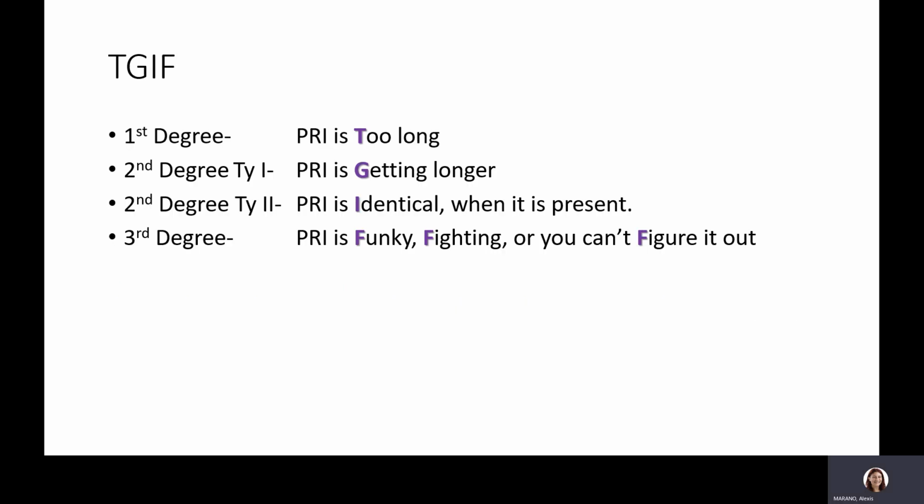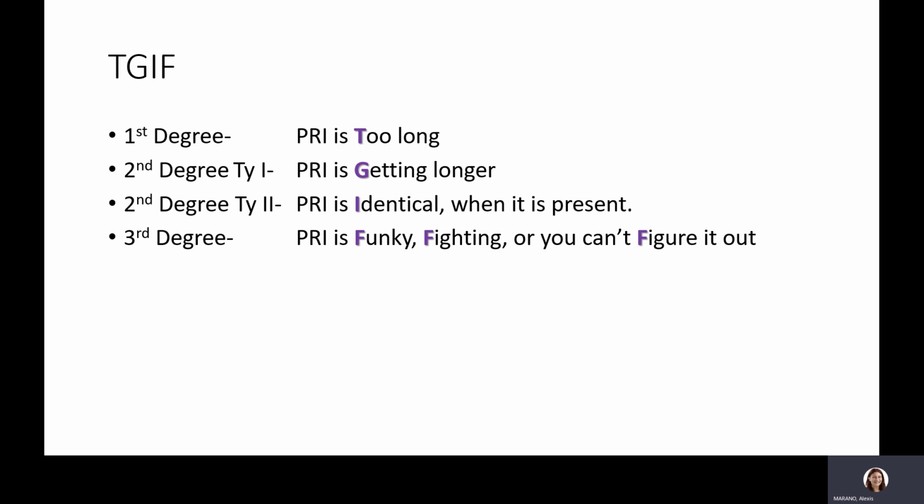So an easy way to wrap this up for heart blocks would be to remember the letters T, G, I, F. So our first degree, our PRI is too long. Our second degree type 1, our PRI is getting longer and then it'll drop. My second degree type 2, my PRI is identical when it is present. And my third degree, my PRI is funky, fighting, or you can't figure out what in the world it is. It could be a third degree.